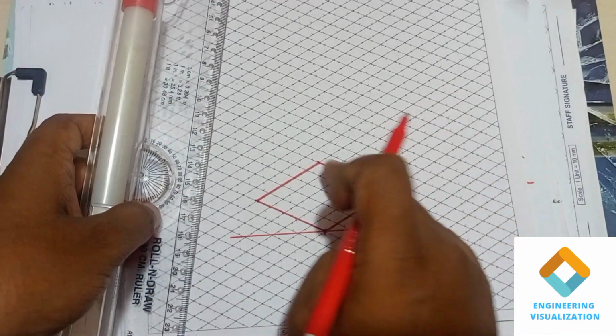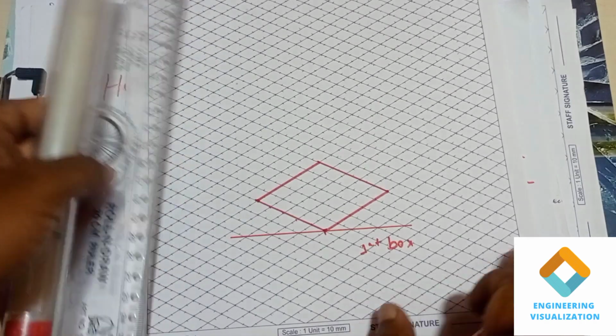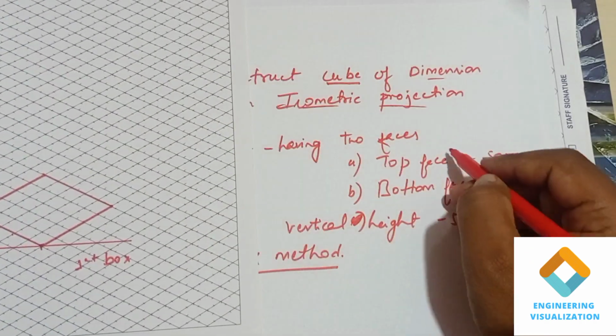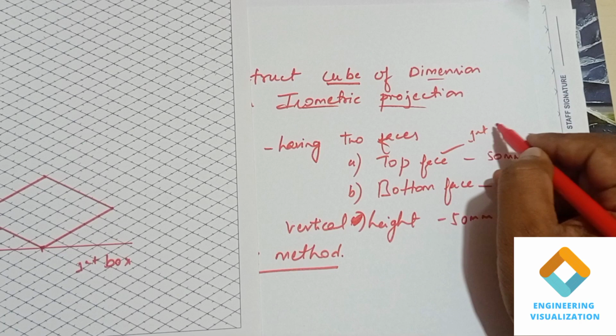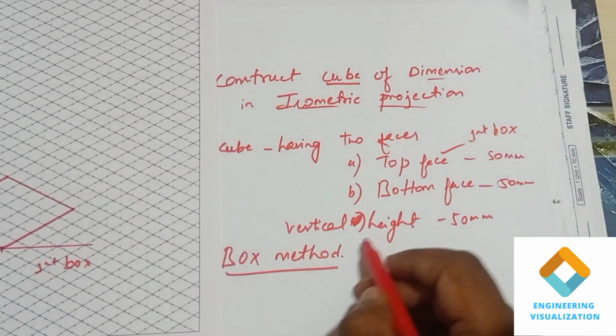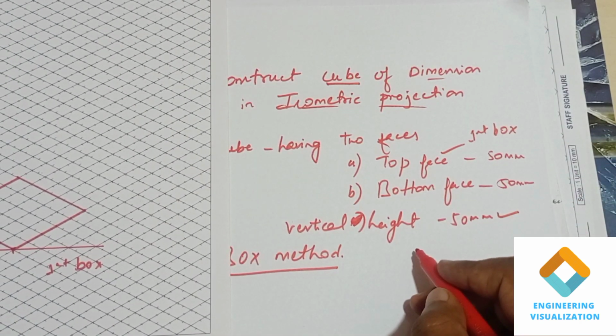Now we have to give the vertical heights. There are 4 vertical lines we have to draw. All these vertical lines have to have a height of 50 mm. 50 mm means 5 boxes again we have to consider.